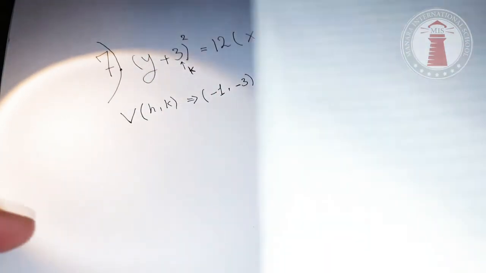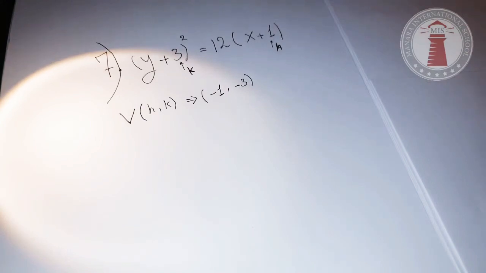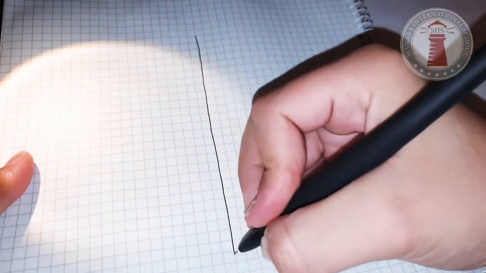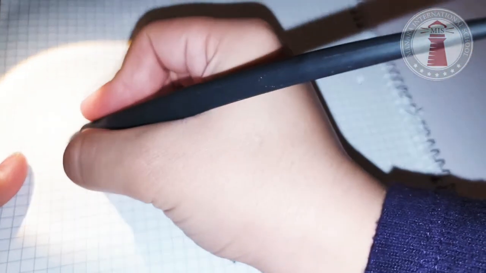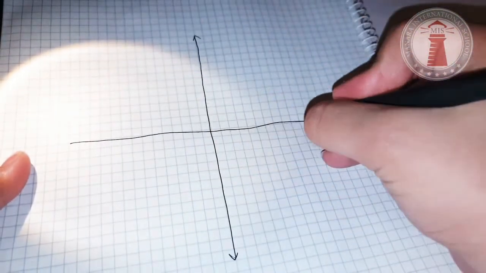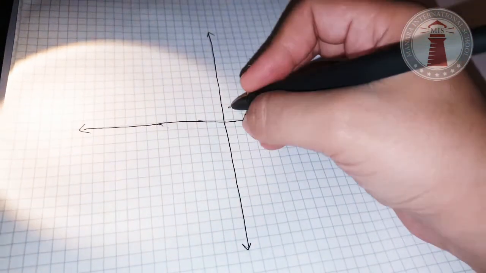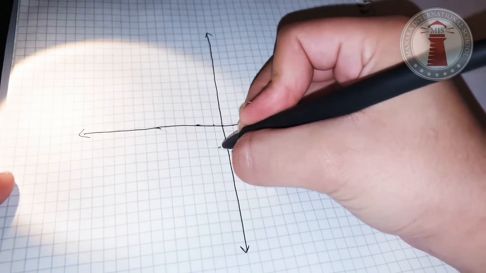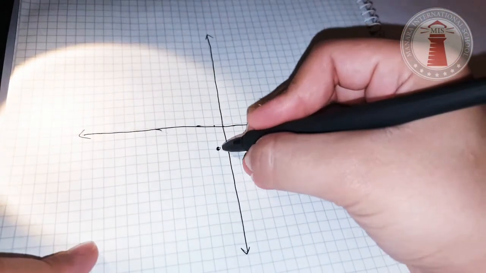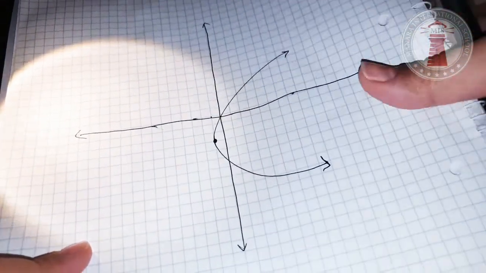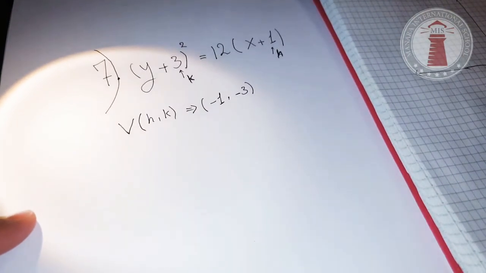Okay, let's start graphing this so it becomes easier for us. So the vertex is (-1, -3): -1 in the x, which is here, and -3 in the y, which is here. So this is the vertex, and we already said that the parabola is looking right, so it's a positive one. So here we already had the vertex.